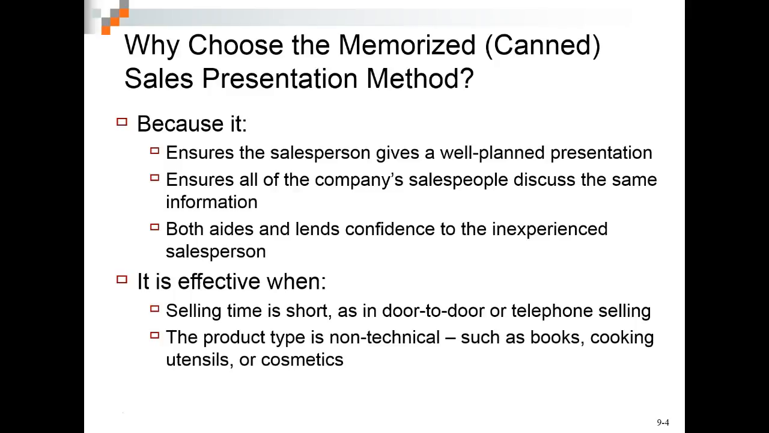You don't have to explain a whole lot. It's a book. It's a cooking utensil. It's cosmetics. It's something that people are going to look at and say, oh yes, I know how to use a knife. We don't have to go into what this does. I know it's a knife. Now you can try and sell me on whether or not I need one, but you don't have to explain it. That's important. If you have to explain it, the memorized stuff doesn't really work that well.